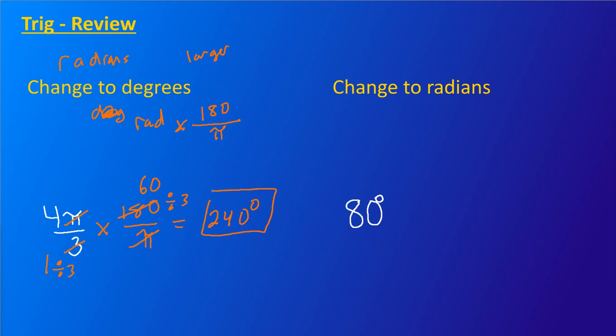And what we want to make sure is that we do have this degree symbol there, because if we don't have that, that means we're talking about radians. So like right here, notice there wasn't a degree symbol, so if it's not there, we assume radians.